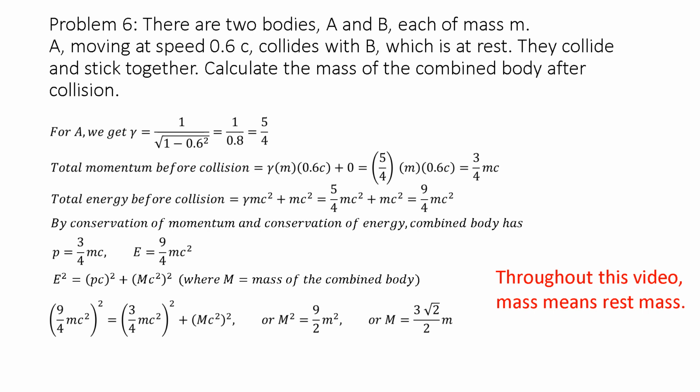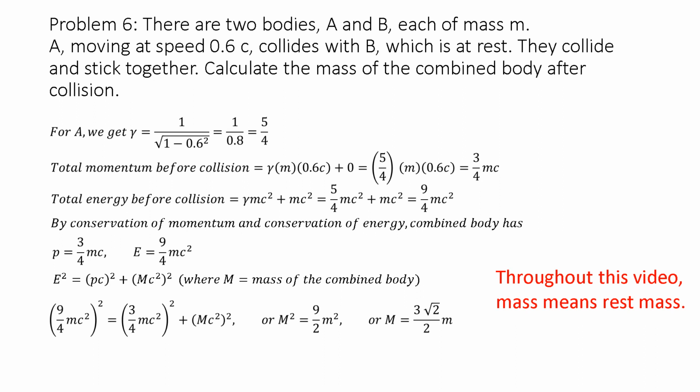The speed of body A is 0.6 c. From this we find the gamma for body A. We find gamma equals 1 by 0.8. This equals 5 by 4. Total momentum before collision is momentum of A plus momentum of B. Momentum of A is gamma into m into 0.6 c or 5 by 4 into m into 0.6 c. Momentum of B is 0. So we find total momentum as 3 by 4 into m into c.